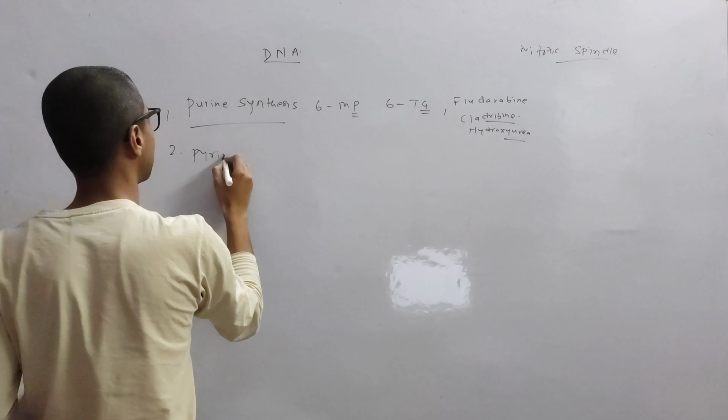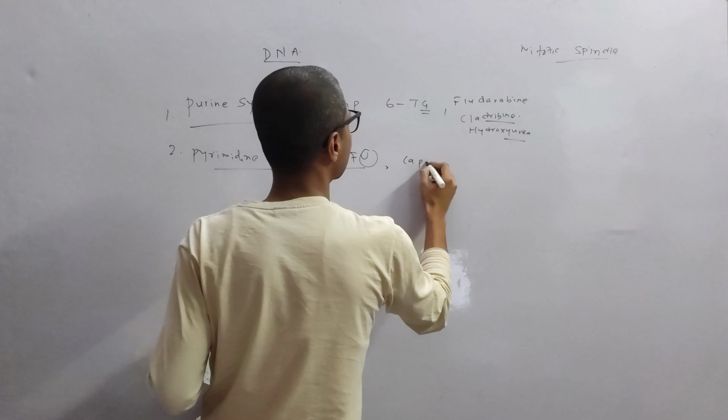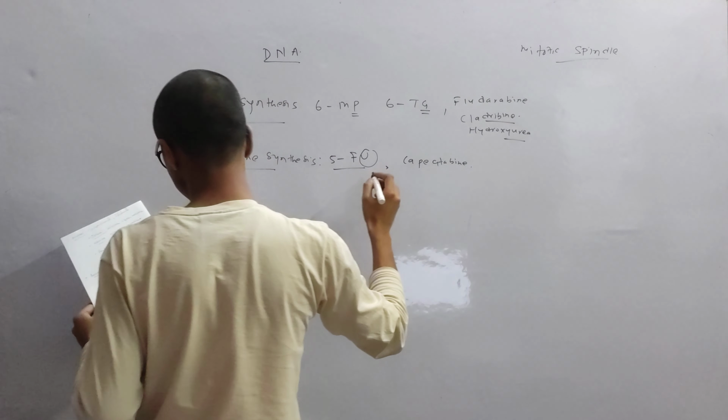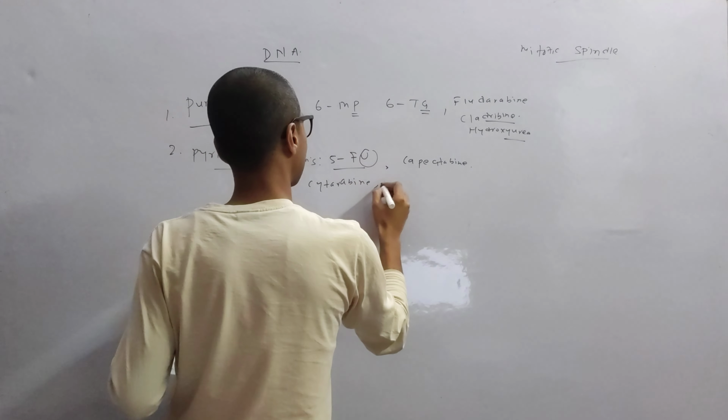Next is pyrimidine synthesis inhibitors. So there are some chemotherapy drugs that mimic the pyrimidines and replace them. What are pyrimidines? Cytosine, thymine. So there are some drugs that replace the original cytosine and thymine, then DNA replication cannot occur. What are the drugs that mimic those? 5-fluorouracil. This is also a pyrimidine, so that replaces thymine. Prodrug of 5-fluorouracil is capecitabine. Others are cytarabine, gemcitabine.